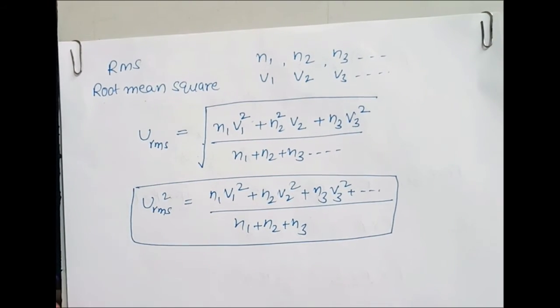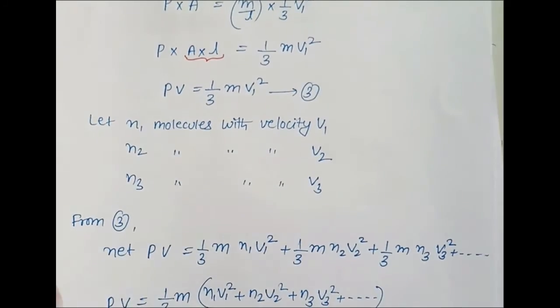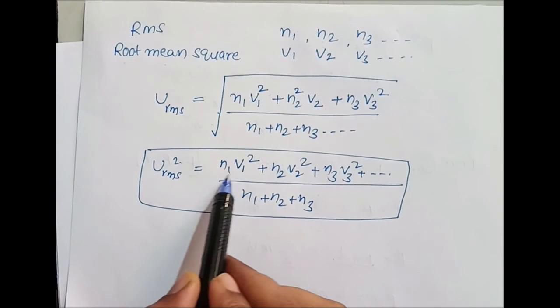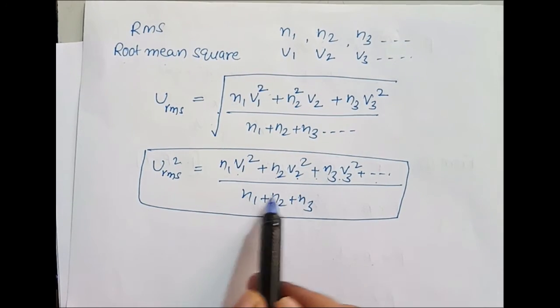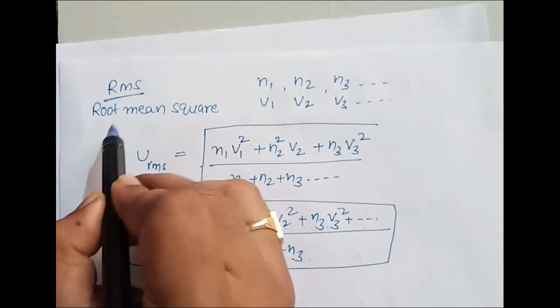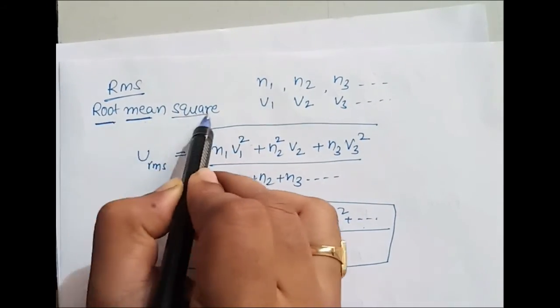I will show you the expression also. You see here, n1 u1 square plus n2 u2 square plus so on, divided by n1 plus n2 plus n3. So that is what I have written here. This n1 u1 square plus n2 u2 square plus n3 u3 square upon n1 plus n2 plus n3 is equal to u RMS square. So I repeat, RMS means root mean square.